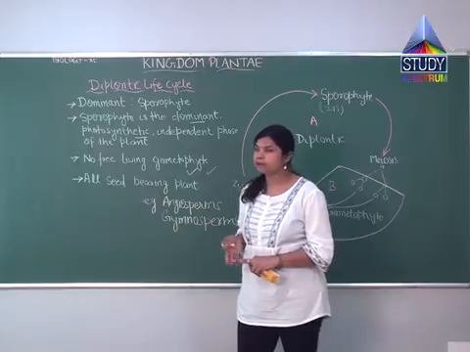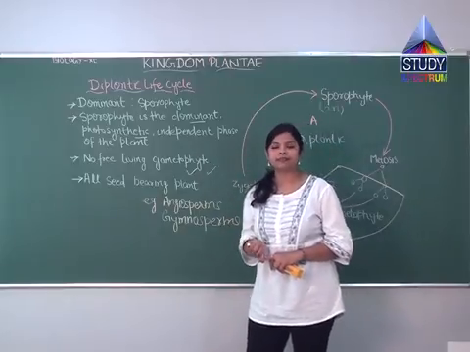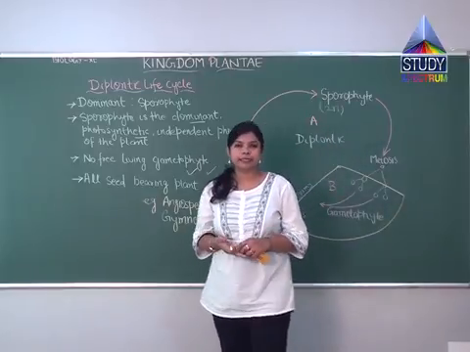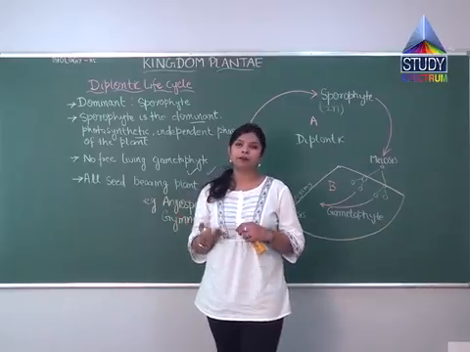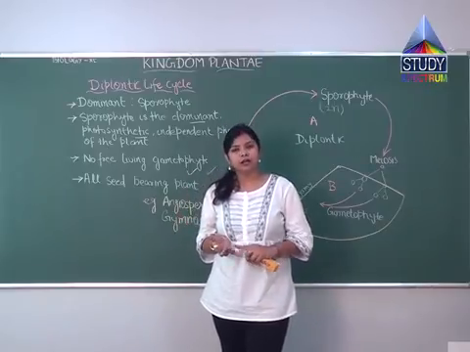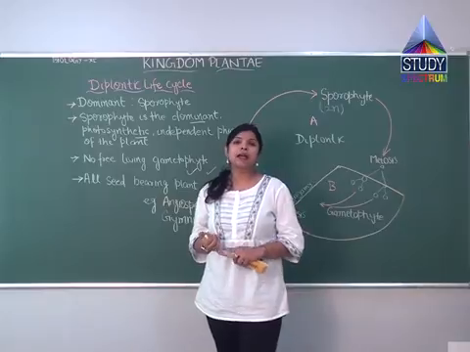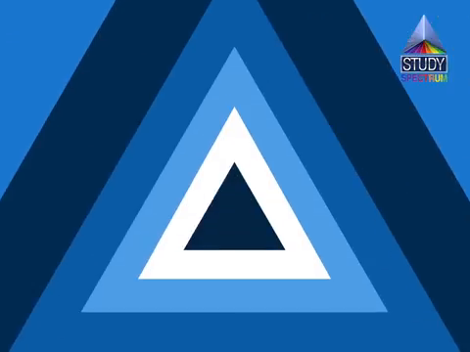Now the vascular bundles will be present in rings in dicotyledon, means here the vascular bundles will be arranged in rings, whereas in monocotyledon plants the vascular bundles will be scattered.